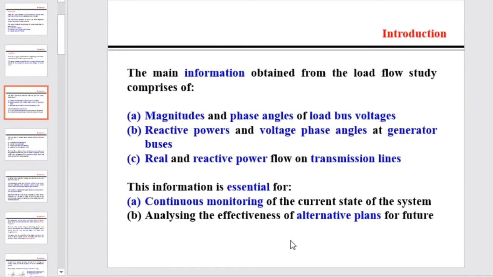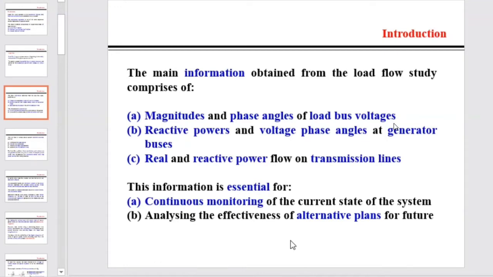Now, the main reason why we do the power flow study is to ensure that the power system is operating at a steady state, and not only that, we also need to know the parameters, especially the powers, active power and reactive power, and the voltages, their magnitudes and the phase angles.